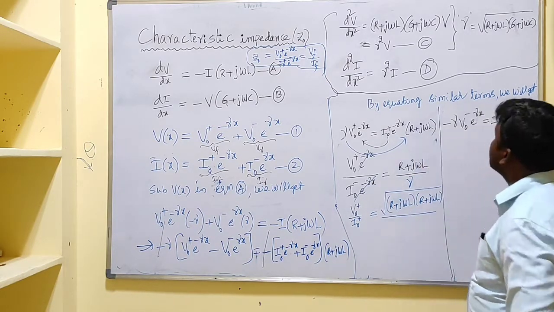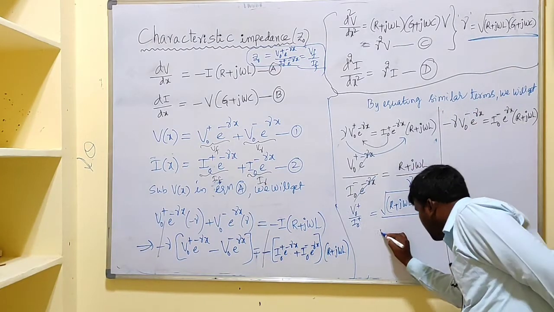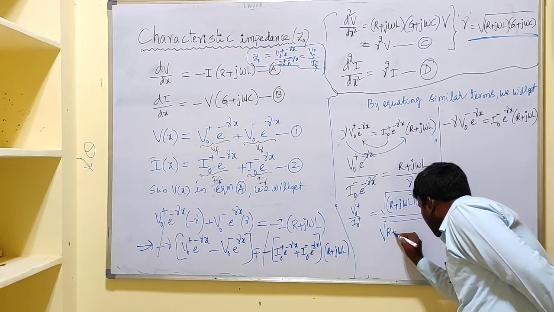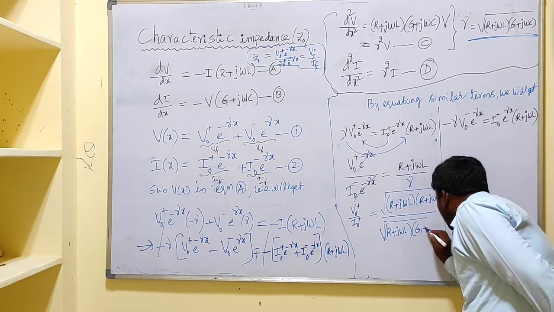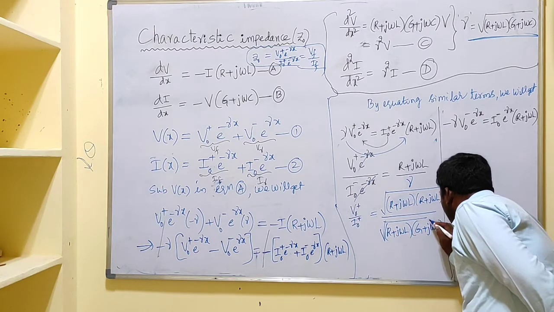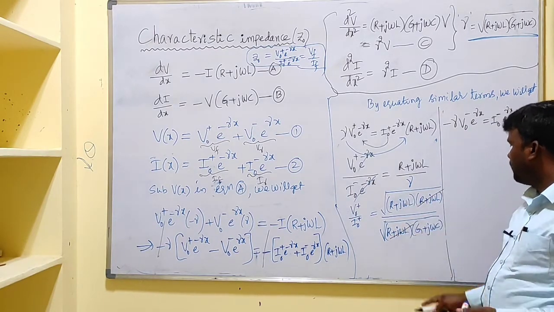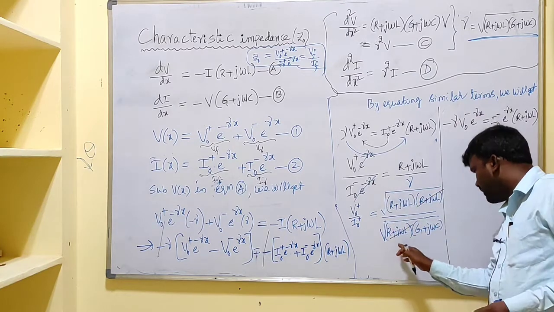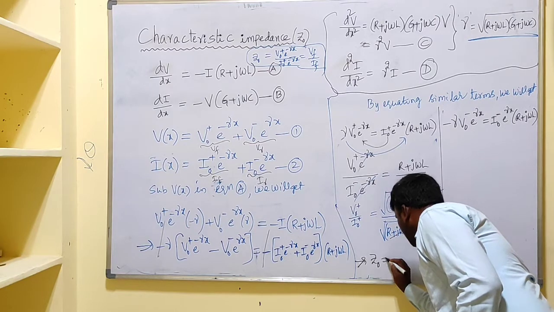And gamma, what is the expression for gamma? Gamma is under root r plus j omega L into g plus j omega c. This one of the r plus j omega L, this one cancelled out. We have root of r plus j omega L by root of g plus j omega c, that equal to what? It implies characteristic impedance Z naught equal to what?